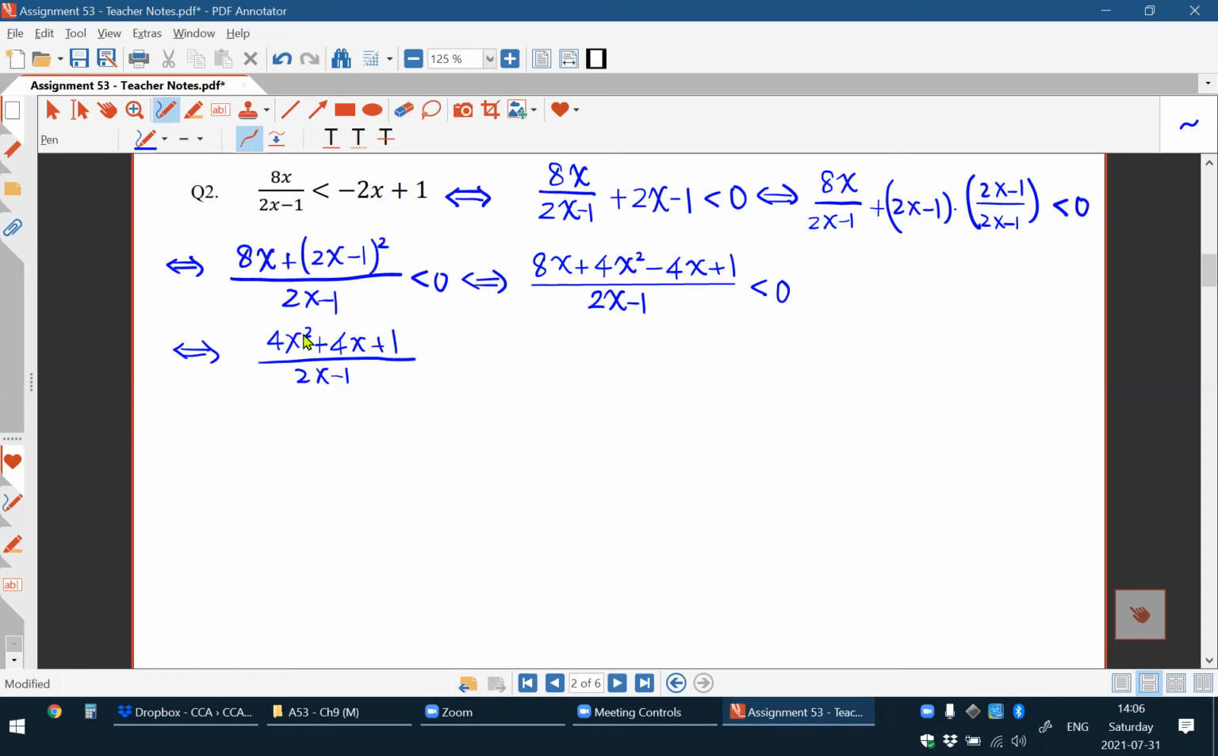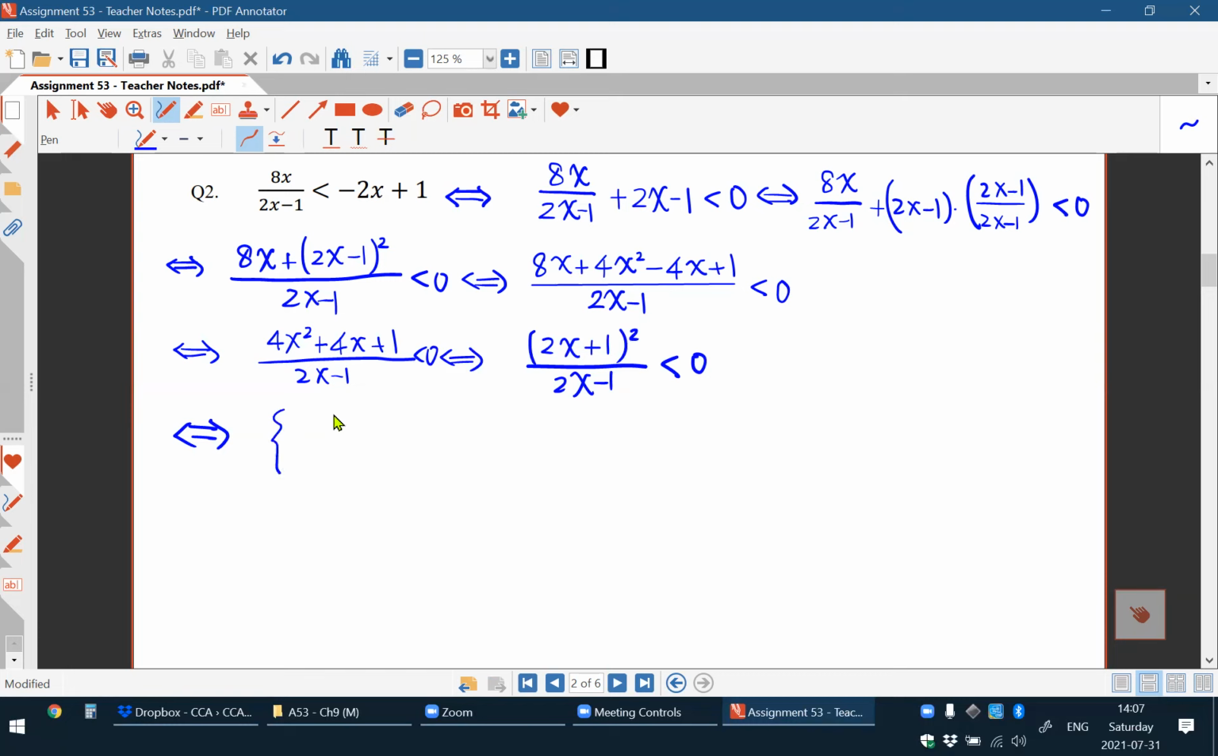Okay, if you're familiar with the formula, this is actually a perfect square, right? This is a perfect square of 2x plus 1. This can be rewritten as (2x + 1) squared over 2x - 1. This should be less than 0. Okay. So now we have a ratio that is less than 0. This means it is equivalent to the signs of the numerator and denominator being different, right?